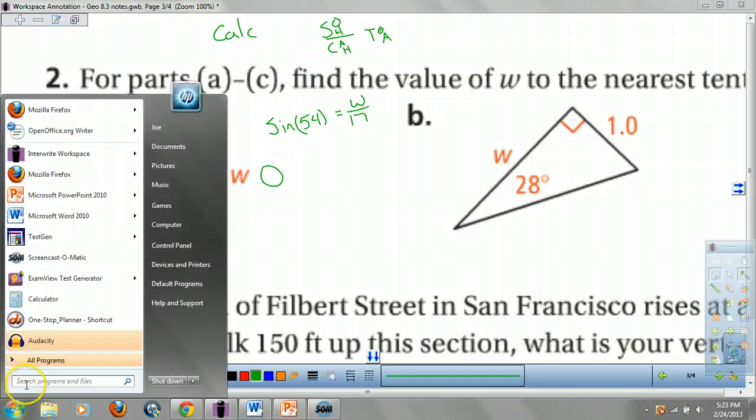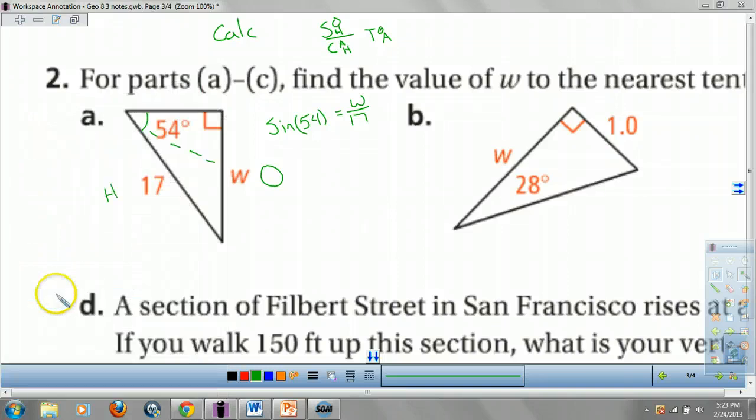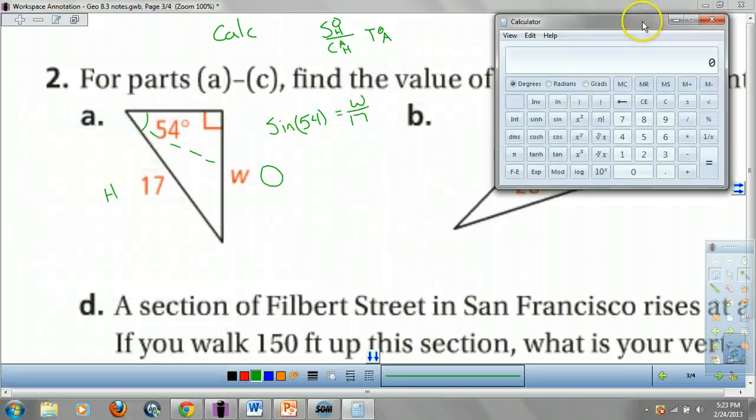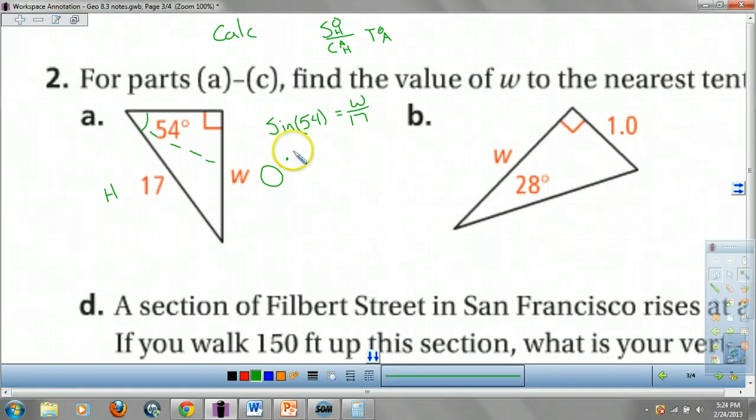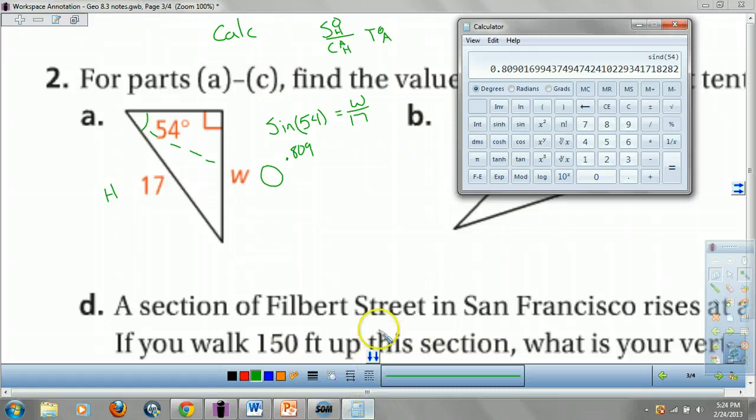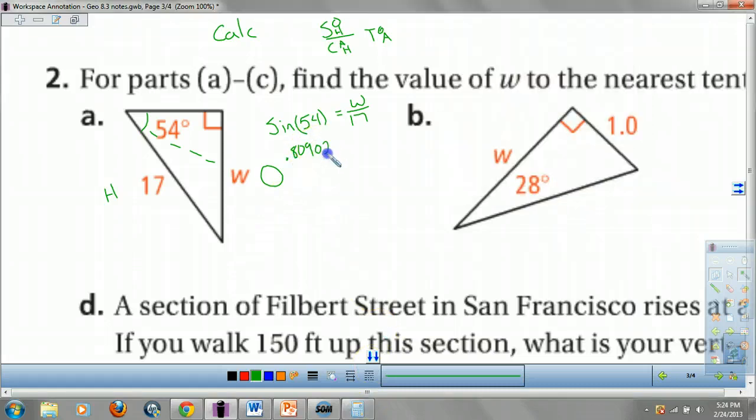In fact, do I have a calculator in here? Of course I do. Who do you think this is? So again, we plug in, we make sure we're in degrees, which I'm going to talk about tomorrow. So I go 54 sine. Sine of 54 is 0.80902 equals W over 17.